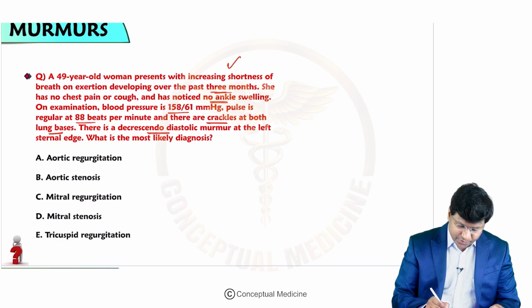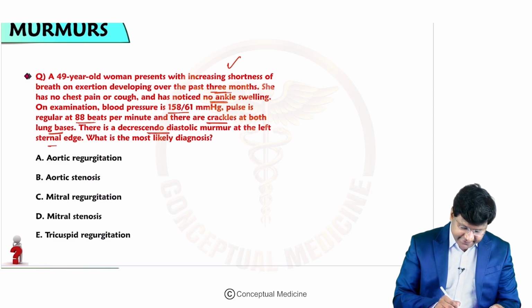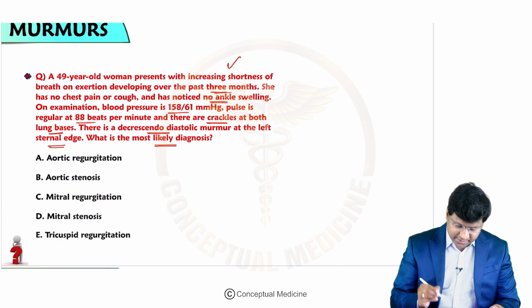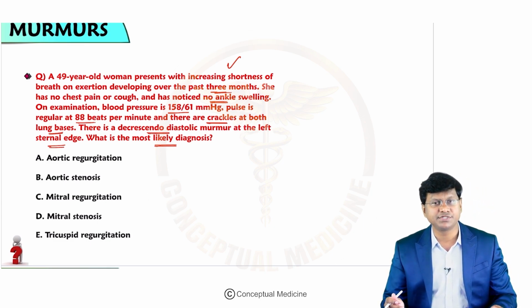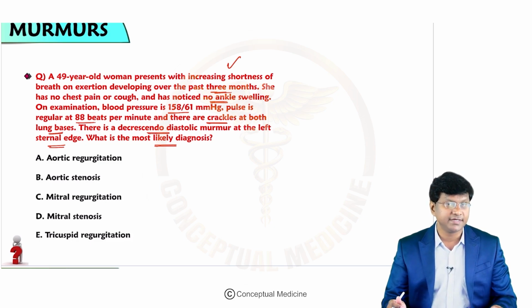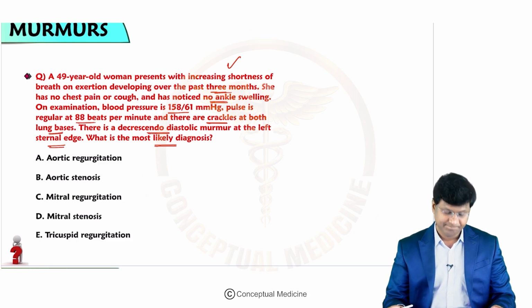There is a decrescendo diastolic murmur at the left sternal edge. What is the most likely diagnosis in this patient? Aortic regurgitation, aortic stenosis, mitral regurgitation, mitral stenosis, and then tricuspid regurgitation.